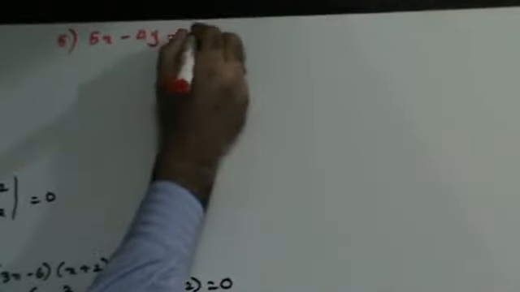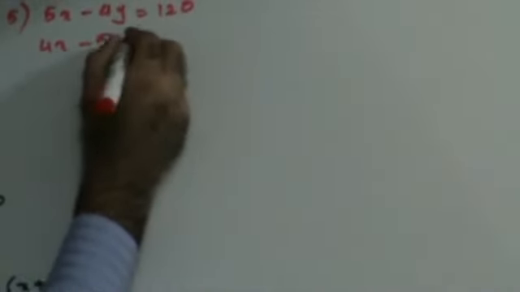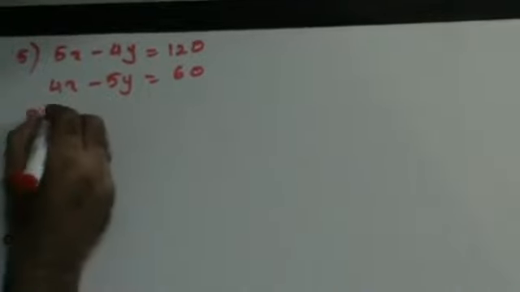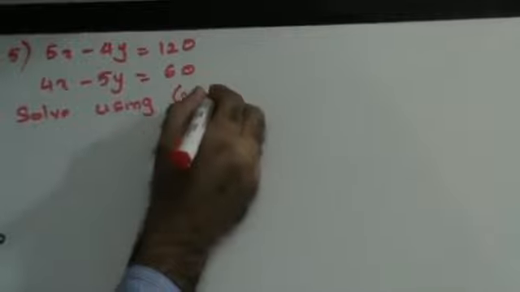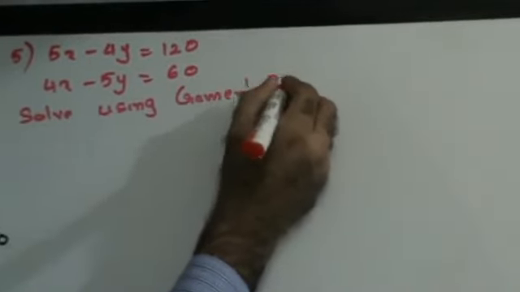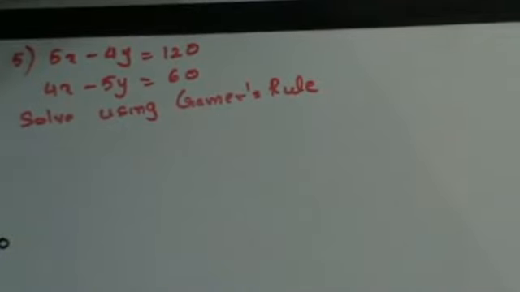Five x minus 4y is 120. 4x minus 5y is 60. Solve using Cramer's rule. Let's see how we solve this using Cramer's rule. When you have to solve using Cramer's rule, make sure that the constants are on the right hand side.